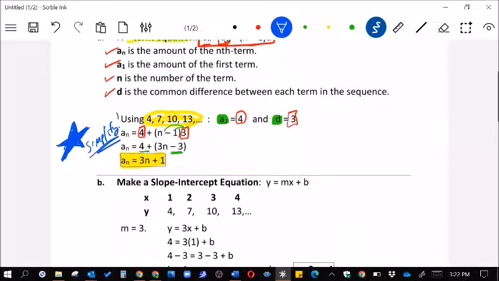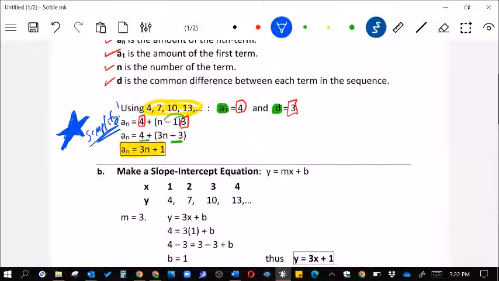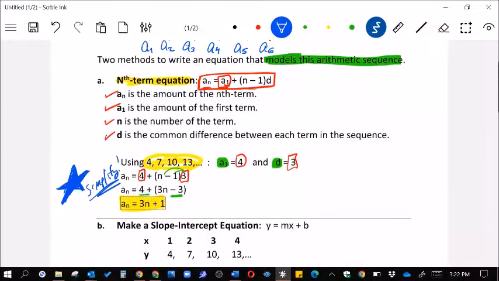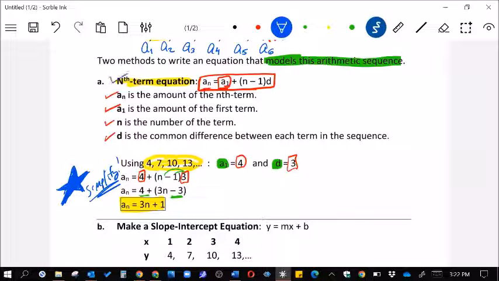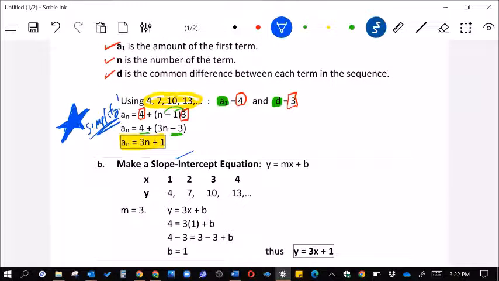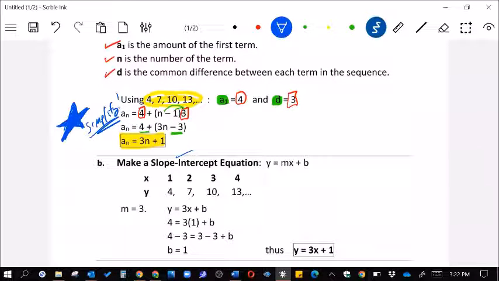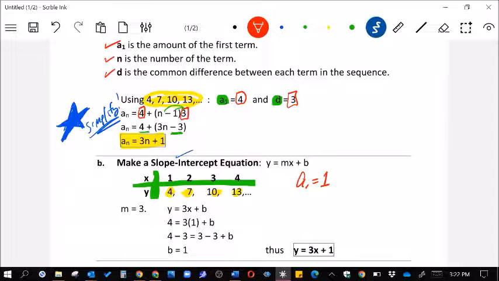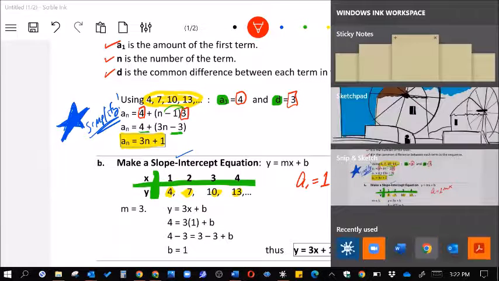Okay, now let's take a look at the second method; this was the first method, the nth term equation. Now we're going to make a slope-intercept equation. To do that, notice that I took the original 4, 7, 10, 13, but now I'm making a little table. Instead of A1, it's 1 for x. And so we're going to say that it's 1, 2, 3, and 4 there.